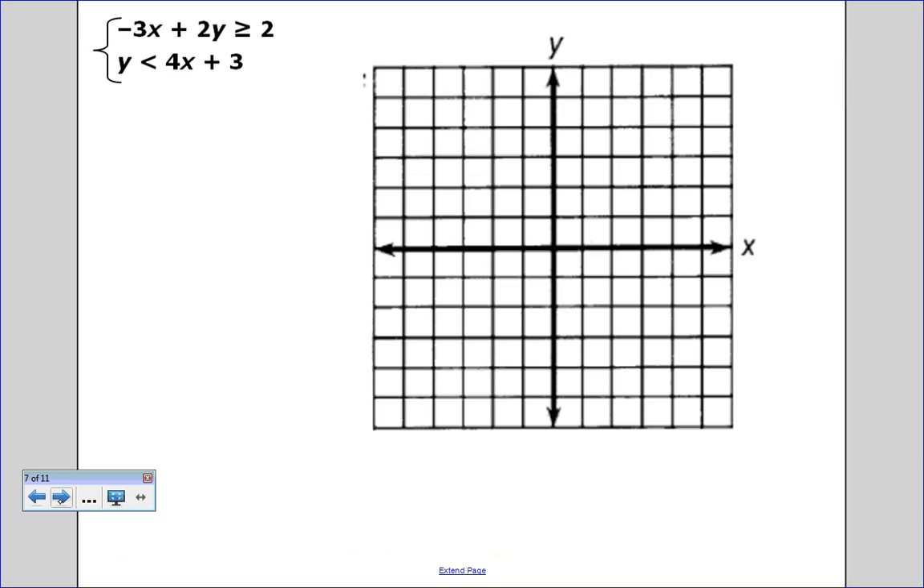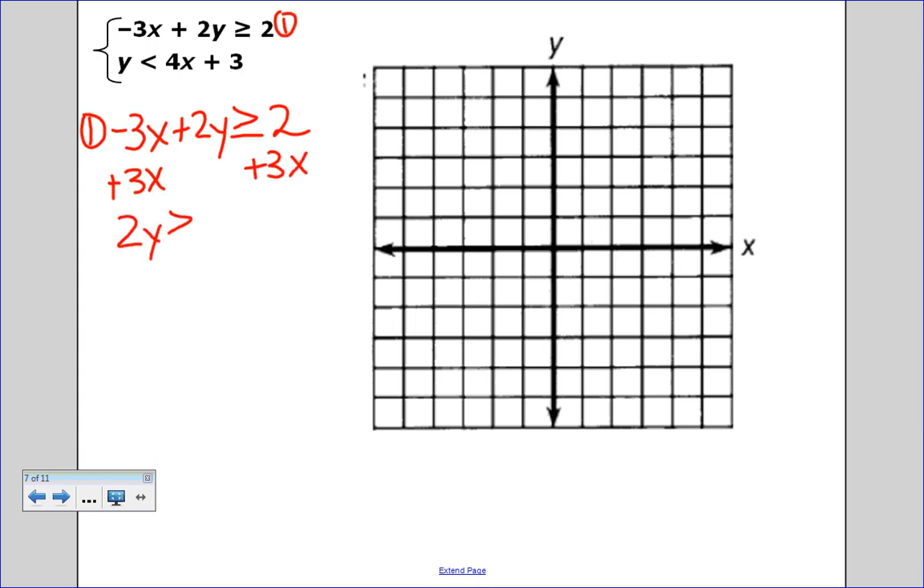All right, here we go. We have a system that says -3x plus 2y is greater than or equal to 2. Well, this one isn't solved for y, so I'm going to solve this first one for y so that I can graph it. -3x plus 2y is greater than or equal to 2. I'm going to add 3x to both sides, giving me 2y is greater than or equal to 3x plus 2. Divide everything by 2. y is greater than or equal to 3/2 x plus 1.